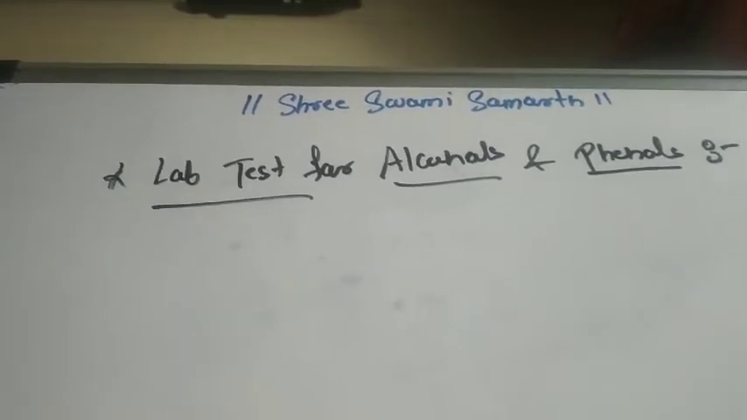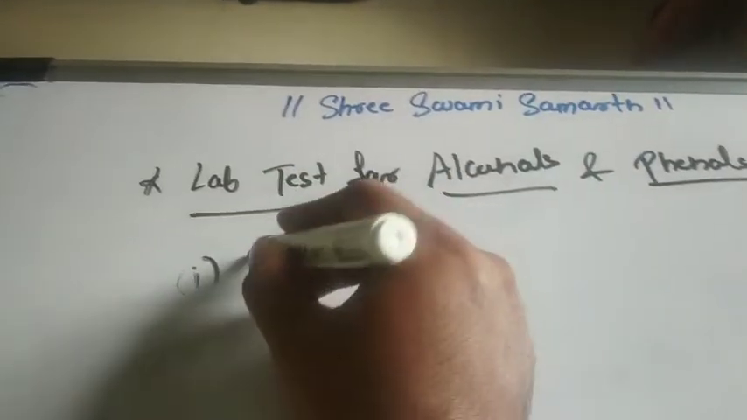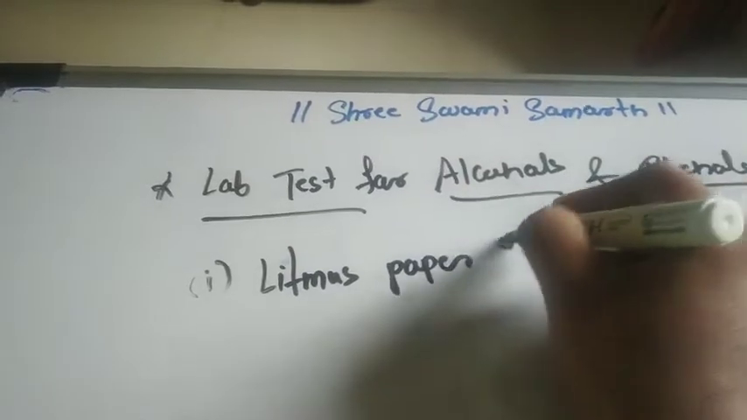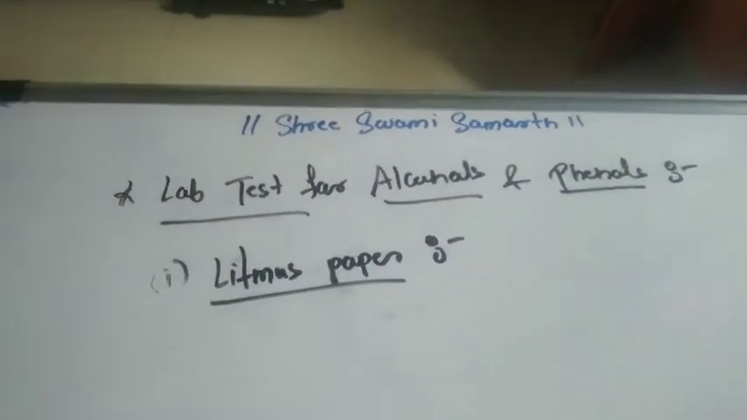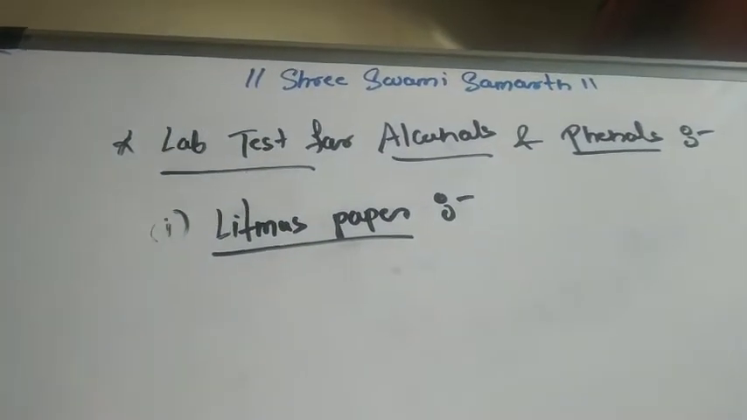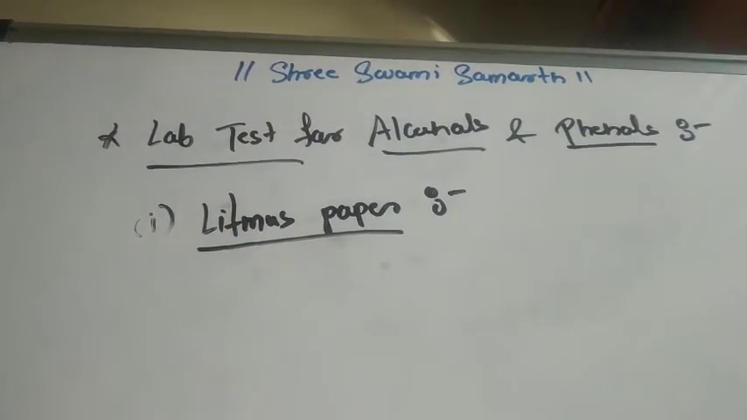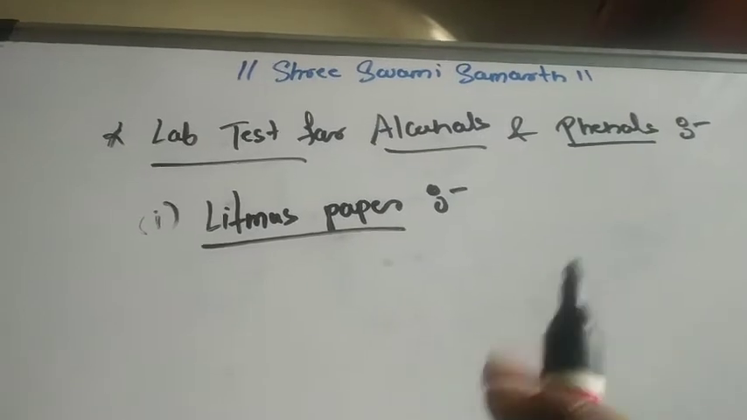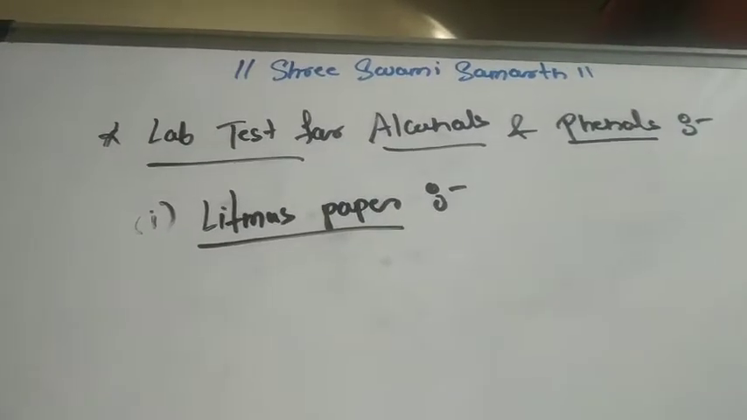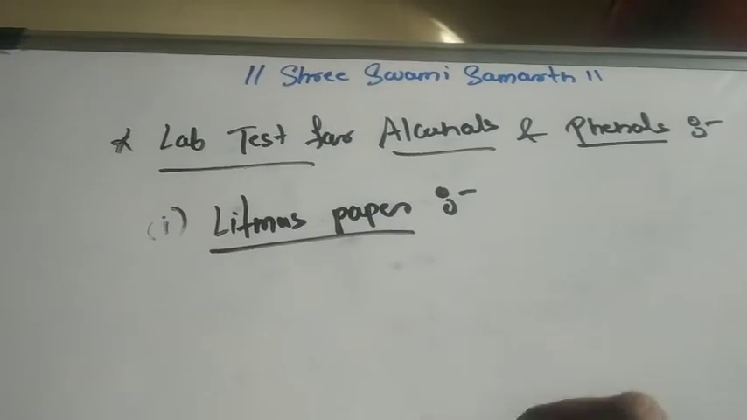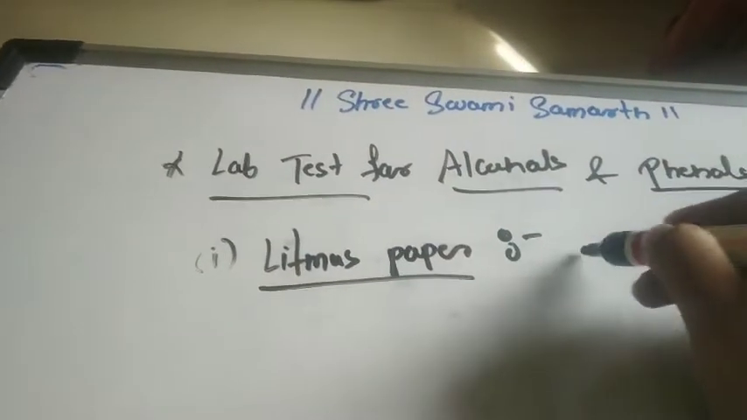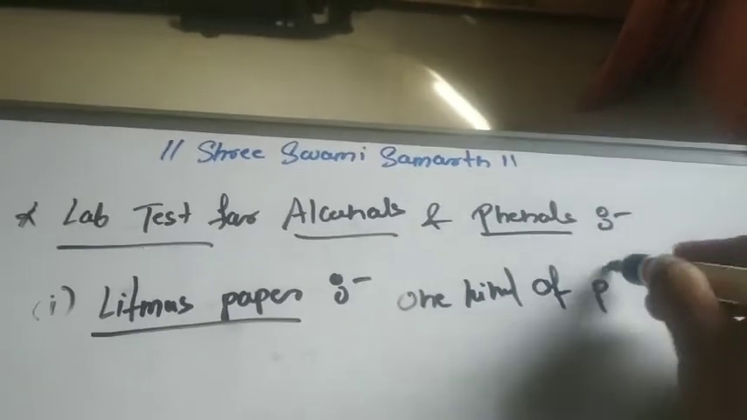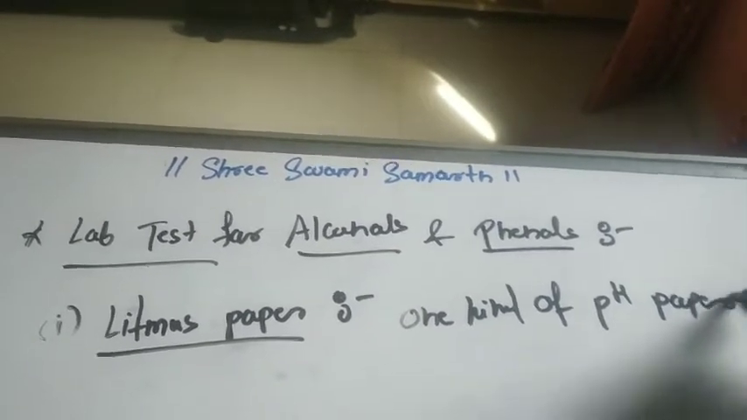So in this test we are going to learn first about the litmus paper test. My dear students, you all have come across the litmus paper since your 7th, 8th standard. Whenever you go into the chemistry lab, you come across the litmus paper. But what exactly is this litmus paper? Do you know what this litmus paper is? This litmus paper is one kind of a pH paper.